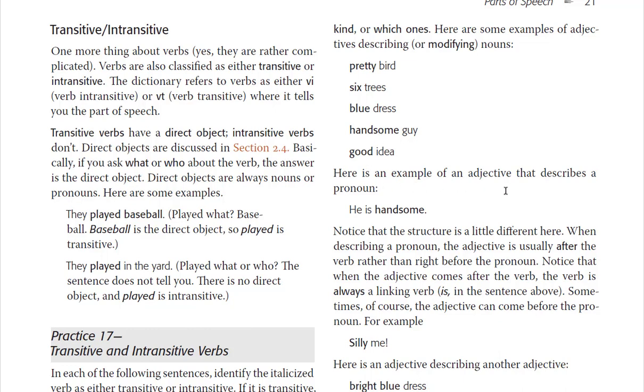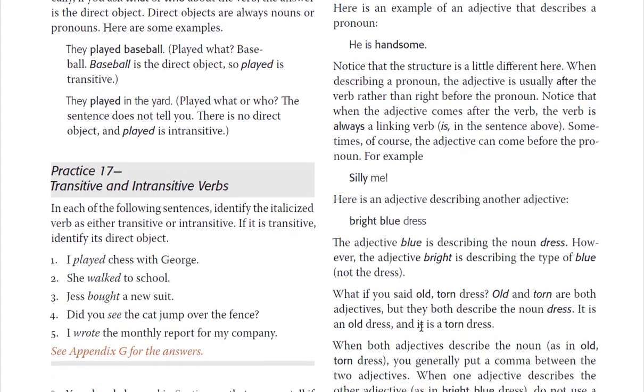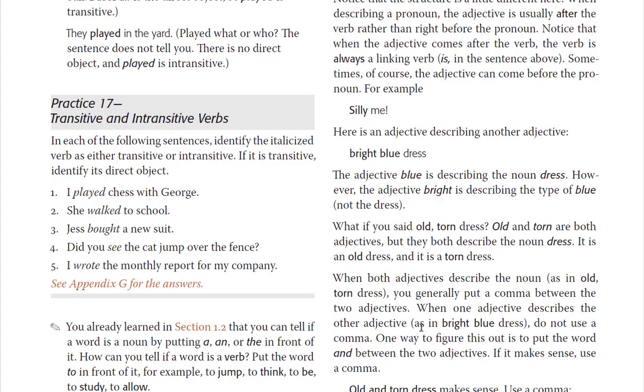Here is an example of an adjective that describes a pronoun. He is handsome. And so notice that the structure is a little different here. When describing a pronoun, the adjective is usually after the verb rather than before the pronoun. So notice that when the adjective comes after the verb, it is always a linking verb. Sometimes, of course, the adjective can come before the noun. So usually an adjective is a word that describes a noun. And that's all you have to remember, okay?